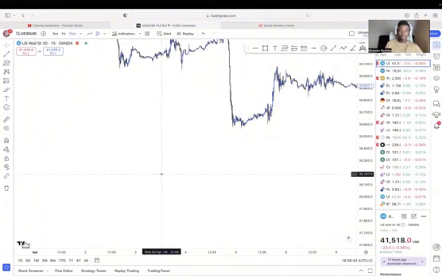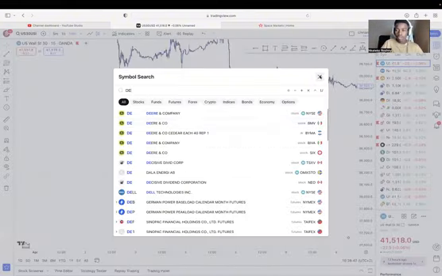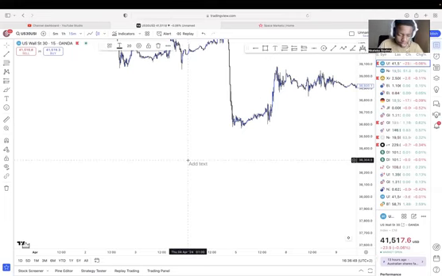So let me write them here. We have what we call a descending triangle and an ascending triangle. Understand? These two chart patterns, obviously you can use them as continuations or reversals, understand?